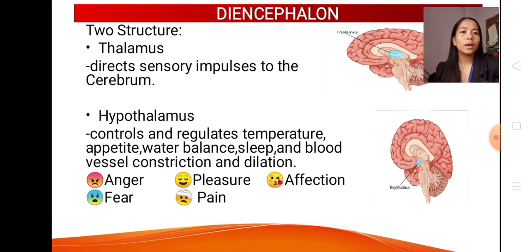Thalamus directs sensory impulses to the cerebrum. Hypothalamus controls and regulates temperature, appetite, water balance, sleep, and blood vessel constriction and dilation. It's responsible for emotions like anger, pleasure, affection, fear, and pain.